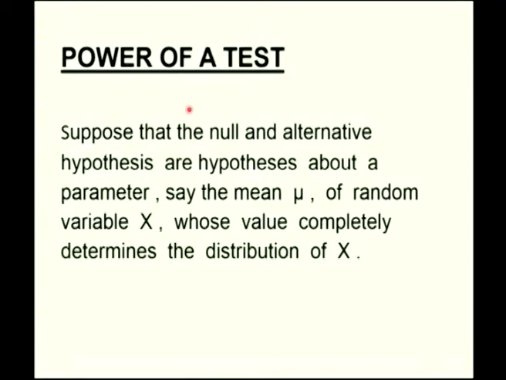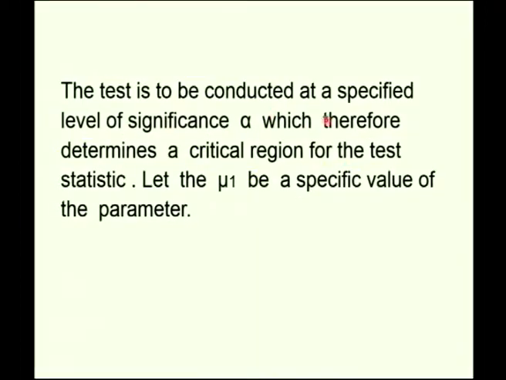Next, after discussing the critical region and levels of significance, the next terminology we are going to discuss is the power of a test. Suppose that the null and alternative hypotheses are hypotheses about a parameter, say the mean mu of a random variable x whose value completely determines the distribution of x. The test is to be conducted at a specified level of significance alpha, which therefore determines a critical region for the test statistic. This only decides whether we have to accept H naught or reject H naught.